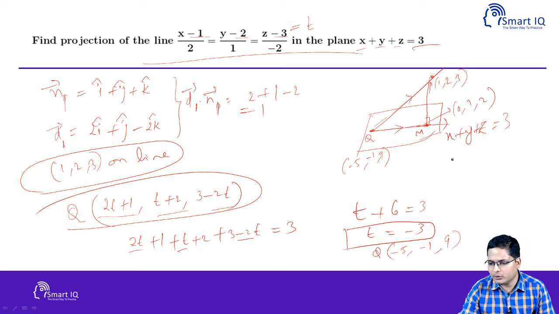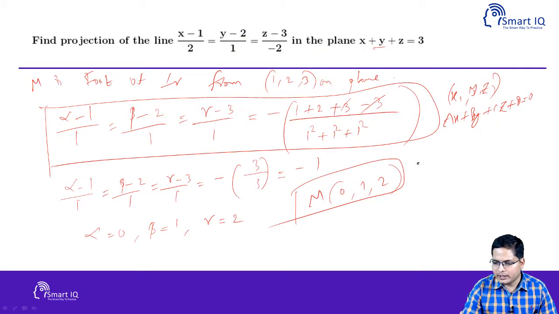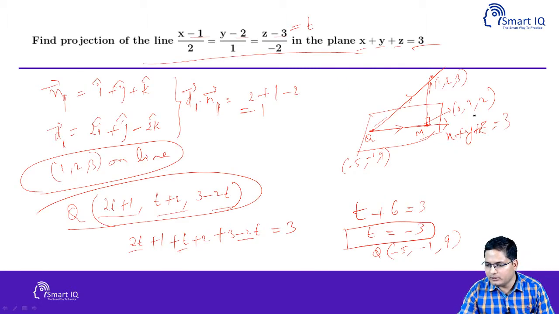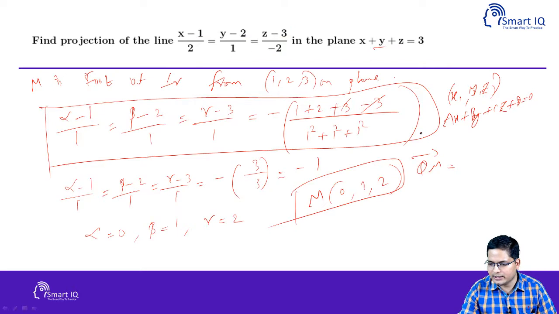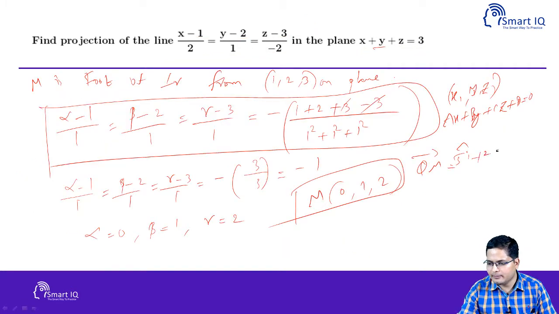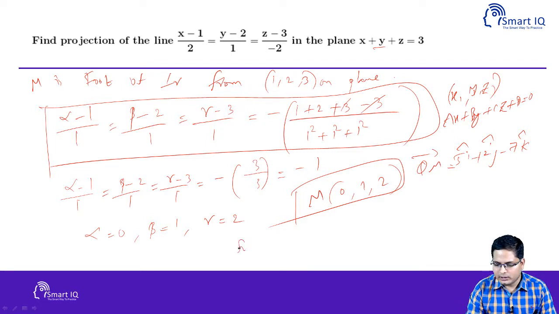So what is the direction of QM now? I am just continuing here only. The direction QM is M point minus Q point. So M is (0, 1, 2). So subtract: 5, 1 minus of minus 1 is 2, 2 minus 9 is minus 7. So 5, 2 and minus 7. So that is the direction: 5 i cap, 2 j cap, minus 7 k cap. This is the direction.